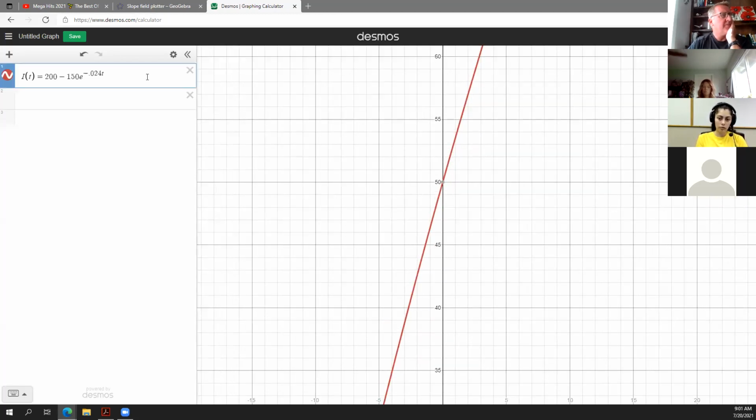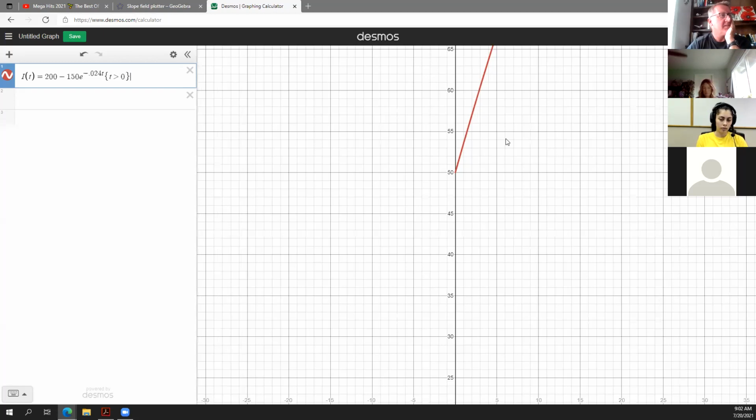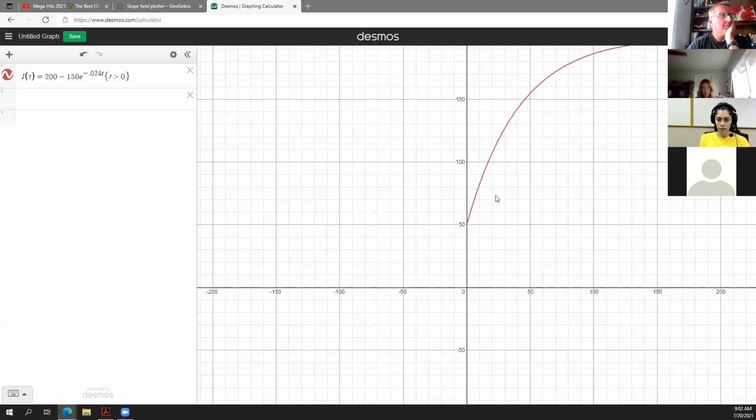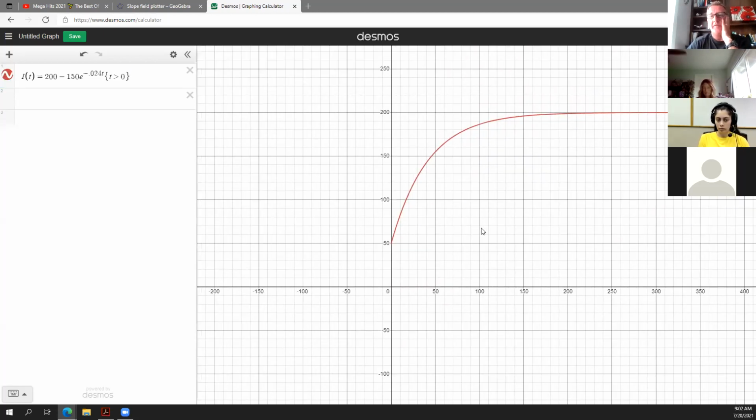This is another fun thing that's sort of irrelevant, but just in terms of your growing skills with Desmos, you can go in here and say, actually I would like the time to be greater than 0. Notice you have to put brackets around that. And then you don't have to see the irrelevant negative part of this. And so, there's my model.